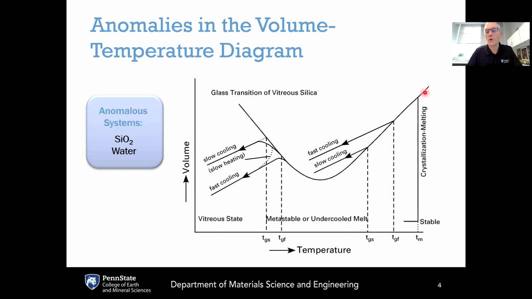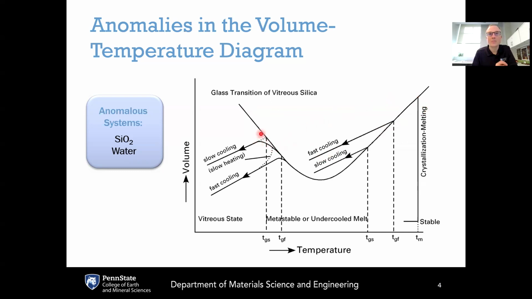But if you quench the liquid fast enough to get into the supercooled liquid state, the supercooled liquid volume is actually shrinking here. And then at some point, it turns around and the volume goes up in the other direction. Silica is known to exhibit this behavior. Water is a common example of exhibiting this behavior, except that the crystallization line in the case of water would be over to the left here.